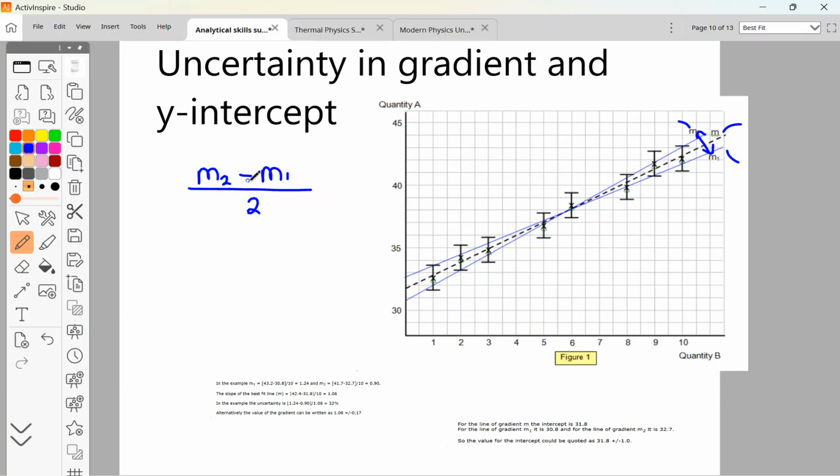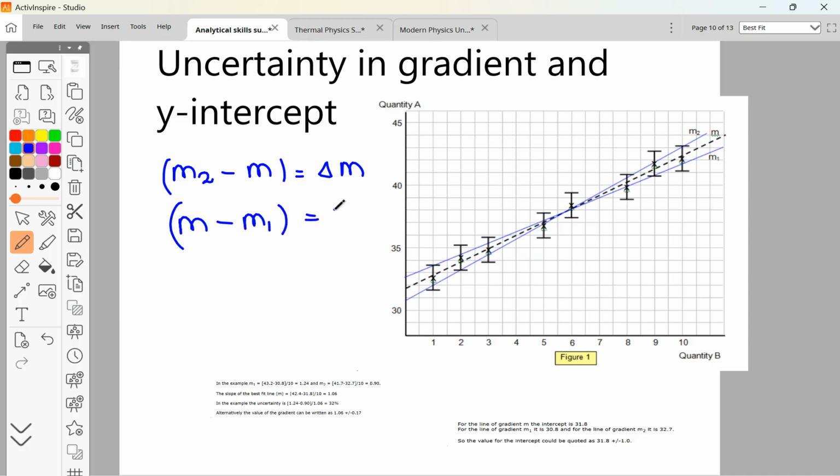But if you didn't draw both, and you only have your line of best fit, then please don't divide by 2. It's a general mistake that people make. Then you're just going to say the gradient of M2 minus the gradient of M, and that will give you your uncertainty in your gradient. Or you can say, if it was the flattest one, then you're going to say M minus M1, and that would then also give you your delta M. And please then don't divide by 2, because that's already the uncertainty.